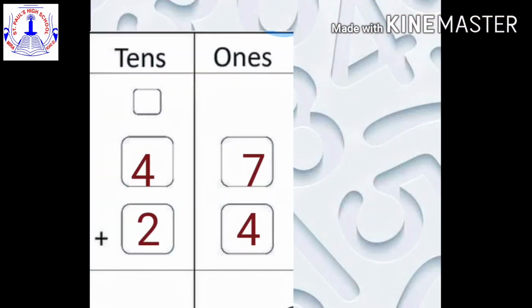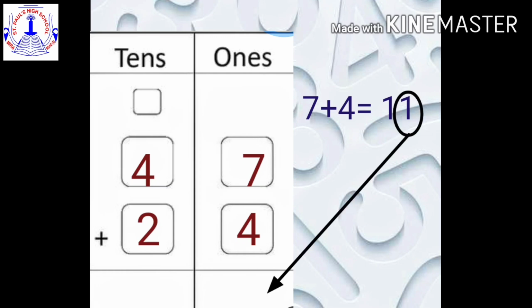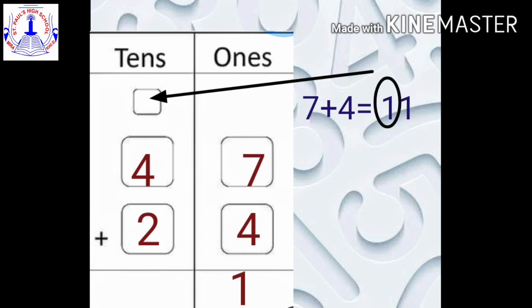Okay. So now the next one, 47 plus 24. Students, we know we need to add the ones place first. So let's add the ones place. 7 plus 4: 7, 8, 9, 10, 11. So 7 plus 4 is equal to 11. So the 1 in the units place will go in the ones place, and the other 1 will go in the tens place.